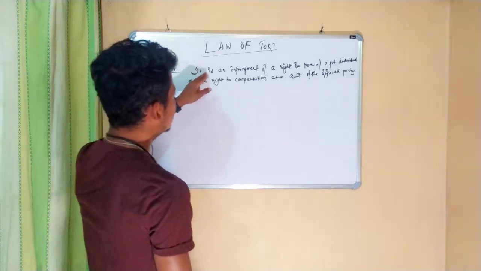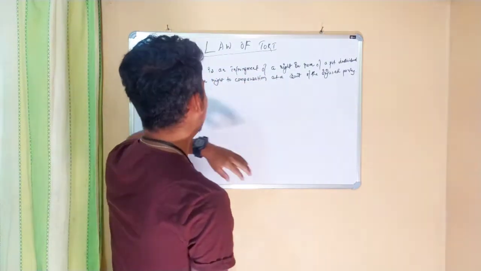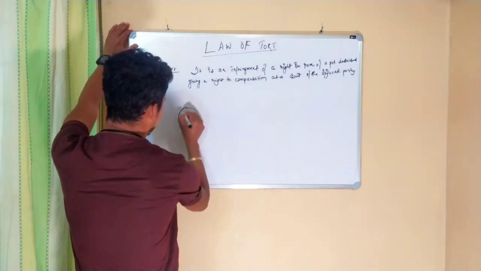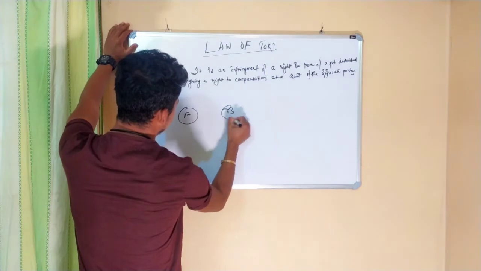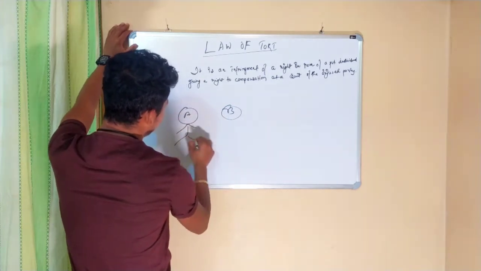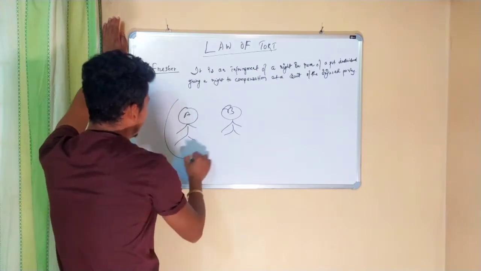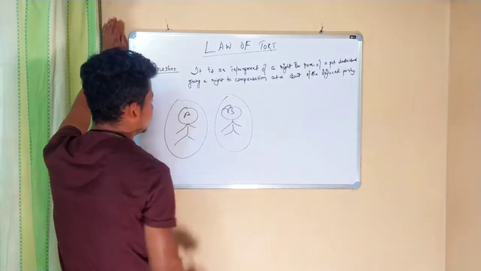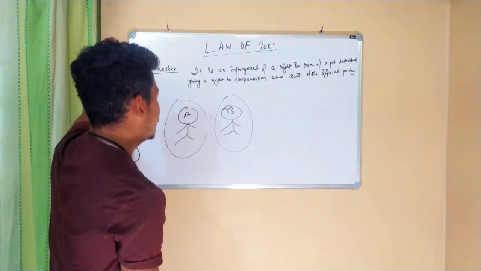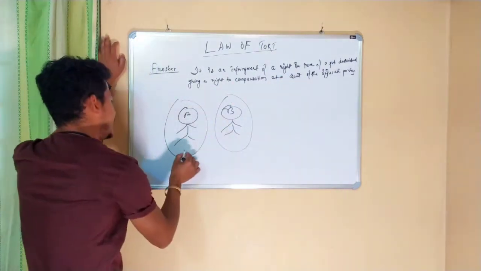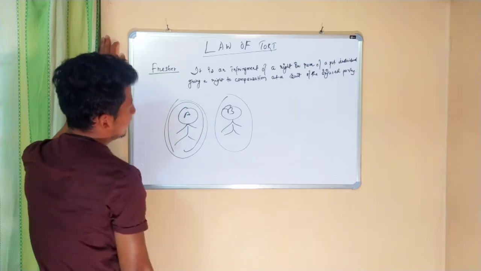That is, it is an infringement of a right in rem of a private individual. So let's take another example. This is A and this is B. A lives here and B lives here. It is an infringement of a right in rem. So A has the right to enjoy his land. This is his right in rem.